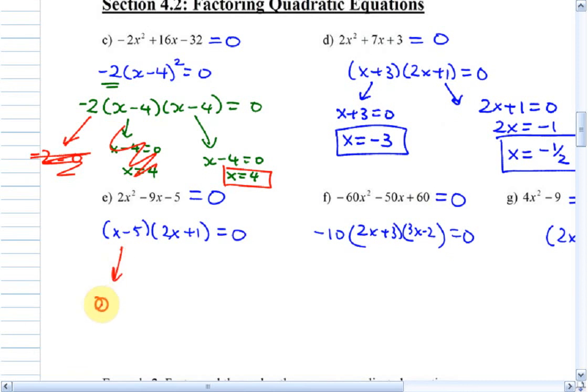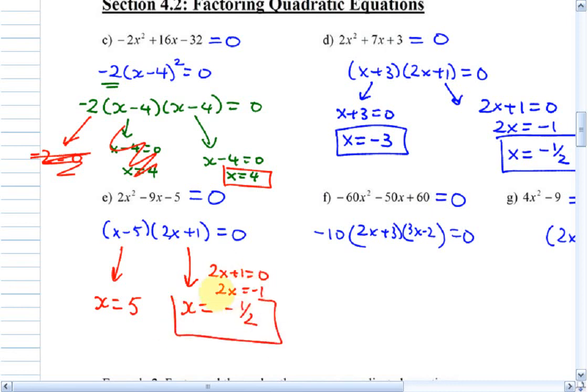Can I just quickly find the answer now? X equals what for E? This one is 5. What's this one here going to be? What is it going to be? Negative 1/2. Good. Okay.